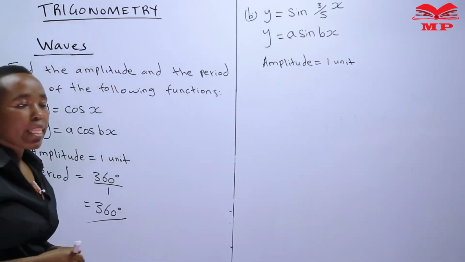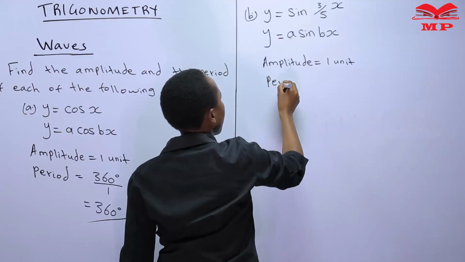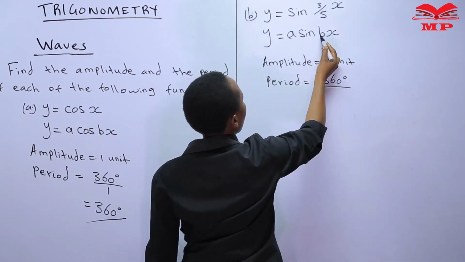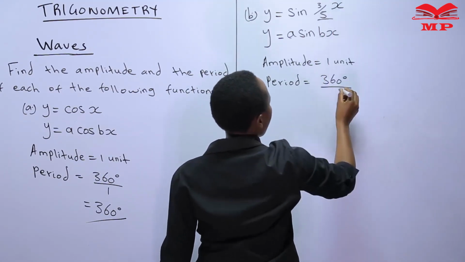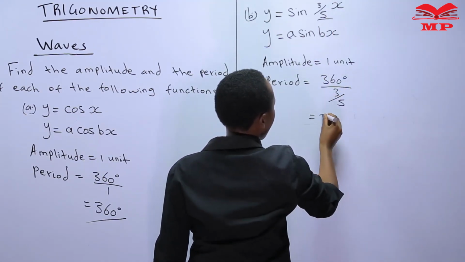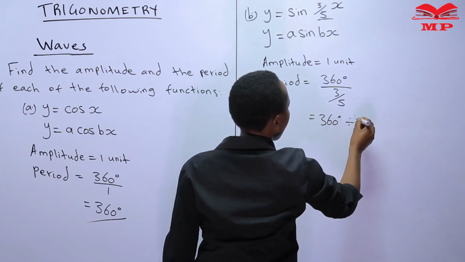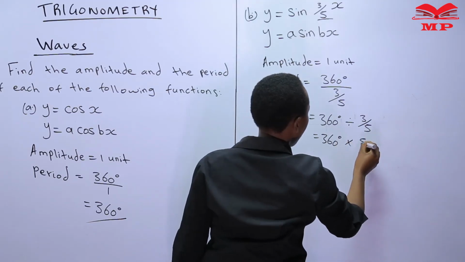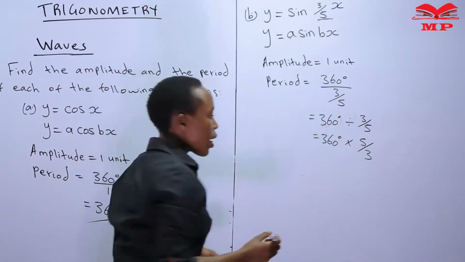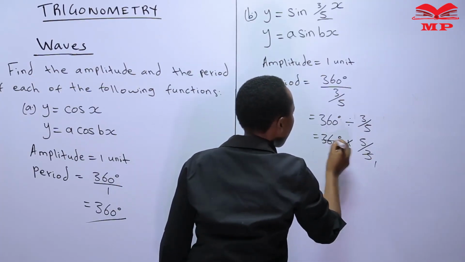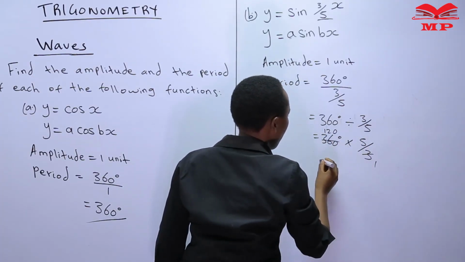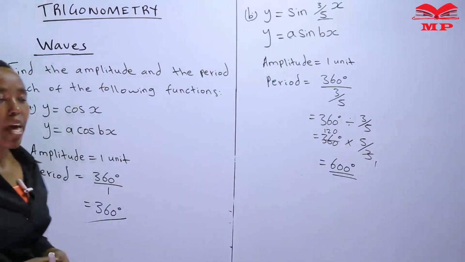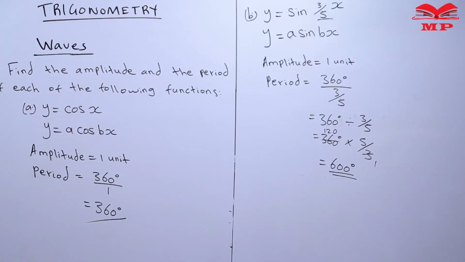Then we also need to get the period. Our period will be equal to 360 degrees divided by the value of b. Our b here is 3 over 5. So we get 360 degrees divided by 3 over 5, which is 360 degrees multiplied by 5 over 3. So we end up getting 120 multiplied by 5, which is 600 degrees. That is the period for that wave function.